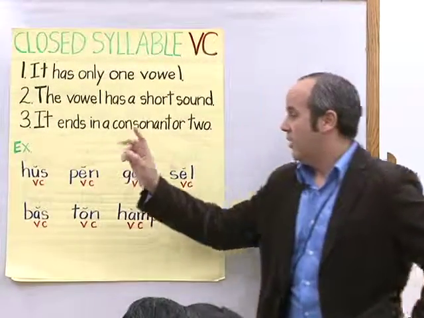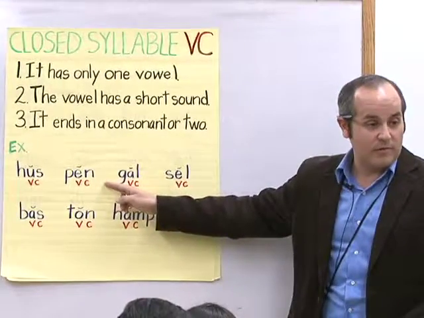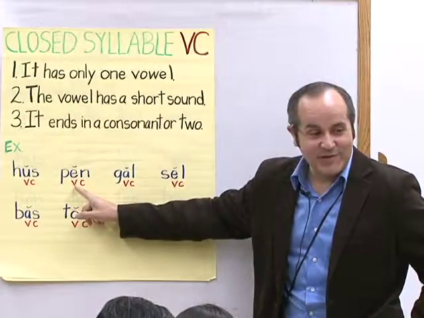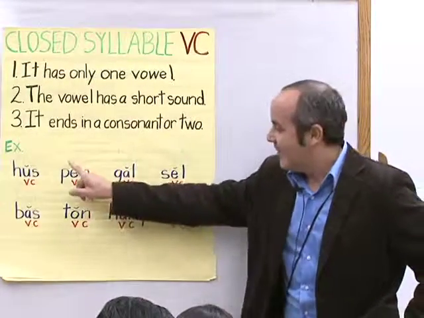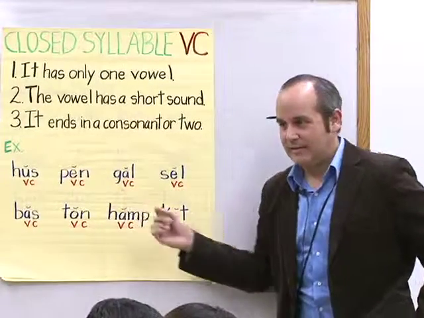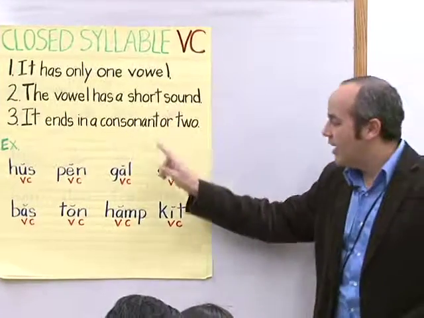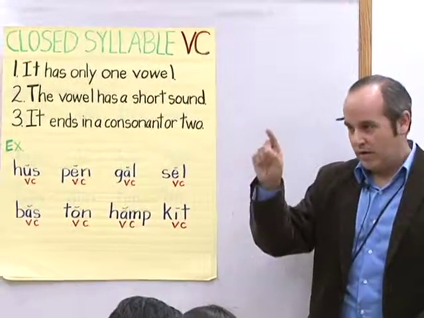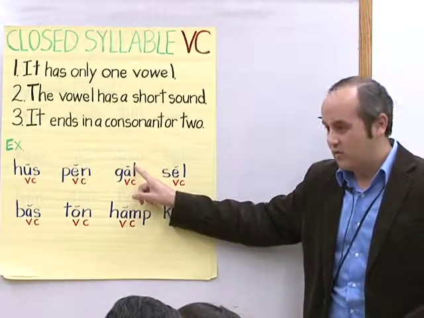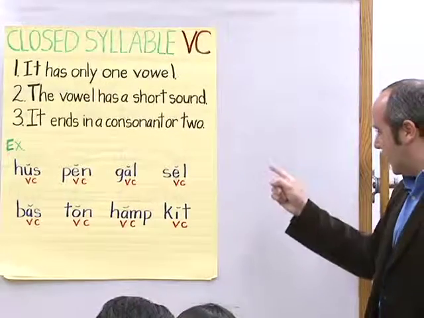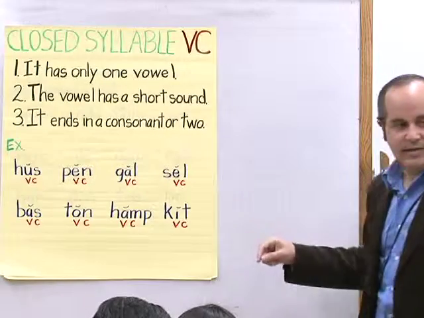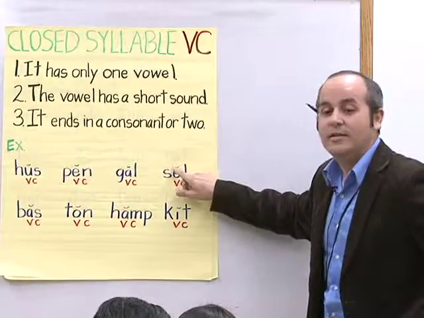hus. Here we have another closed syllable. One vowel, it ends in a consonant, and the vowel sound is going to be short. Pen. Okay? And as you can see again, another closed syllable. One vowel, ends in a consonant, the vowel sound is short. So whenever you look at a syllable, if it has one vowel and ends in a consonant, then we know that the vowel sound is short.